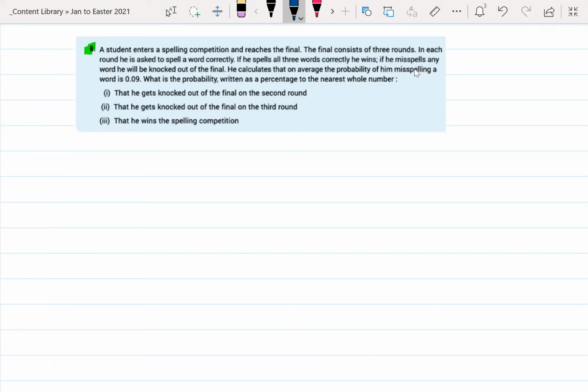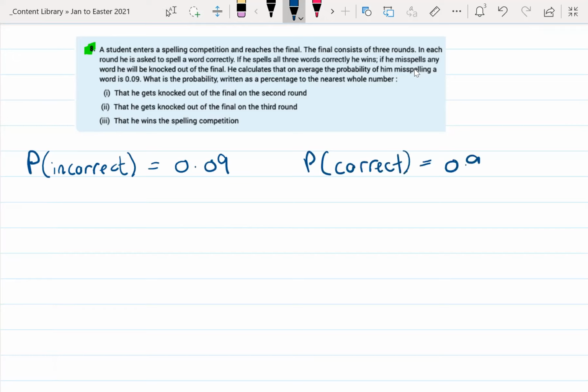So even before I do that, I'm just going to write that probability of incorrect spelling is 0.09. Okay, so 9%. Probability of correct spelling is therefore 0.91. It must be.